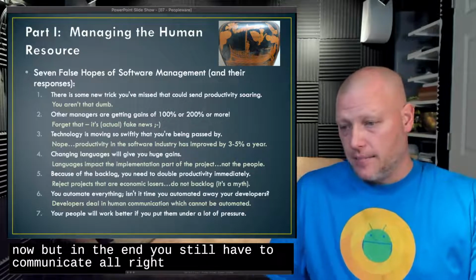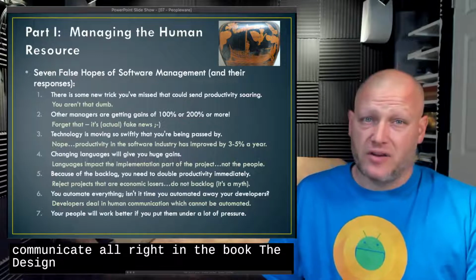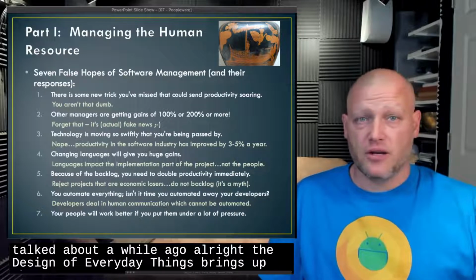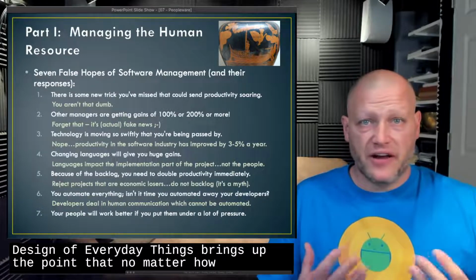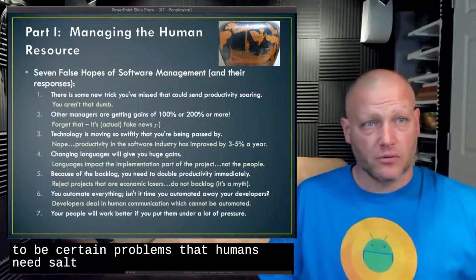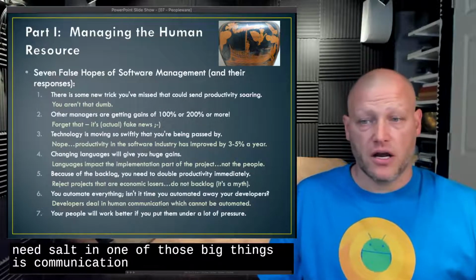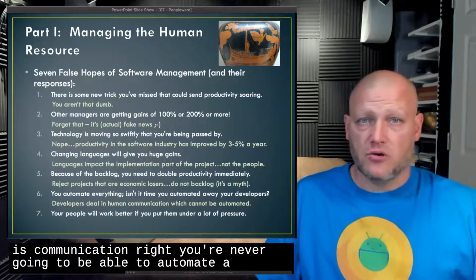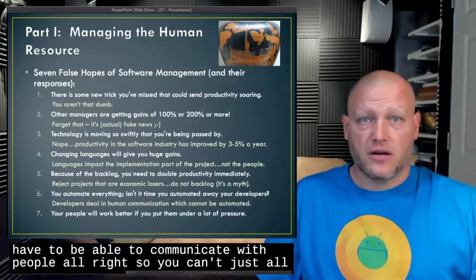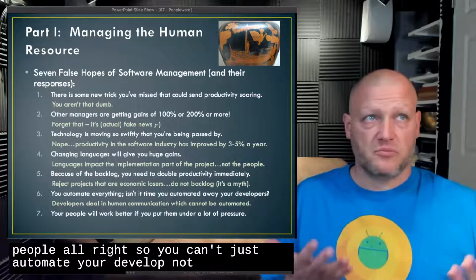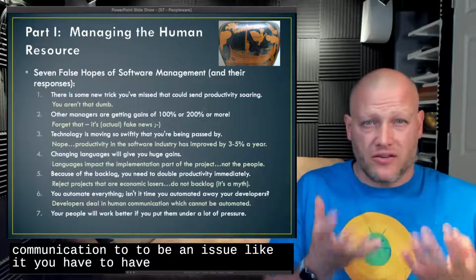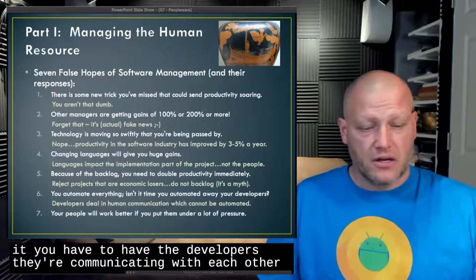All right. In the book The Design of Everyday Things, which we talked about a while ago, the author brings up the point that no matter how advanced technology gets, there are always going to be certain problems that humans need solved. And one of those big things is communication, right? You're never going to be able to automate away communication completely. You still have to be able to communicate with people. So you can't just automate your developers and not expect communication to be an issue. You have to have the developers there communicating with each other to make the team work.